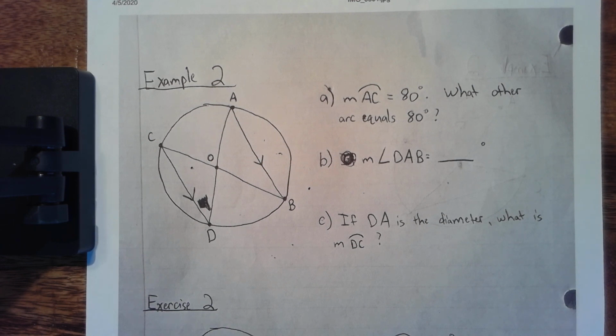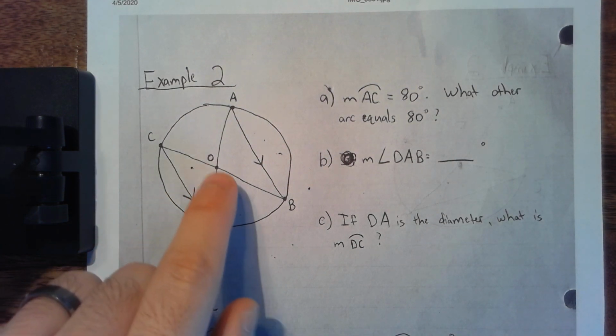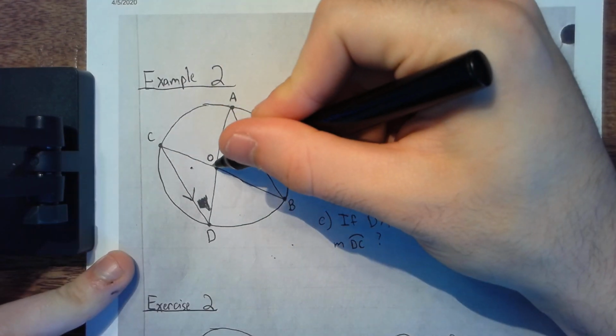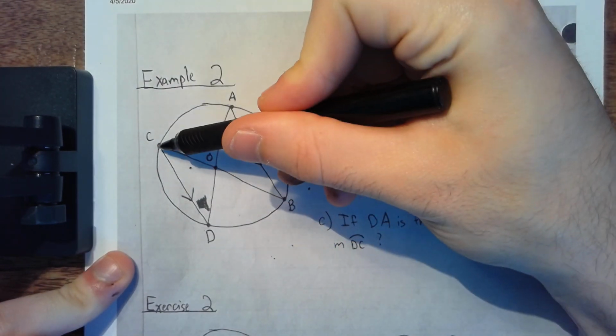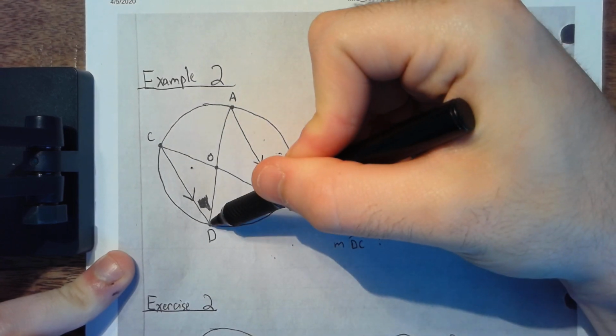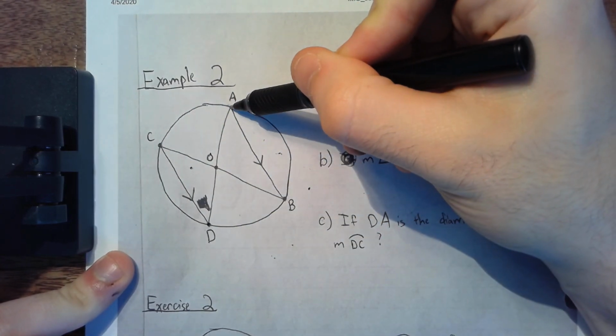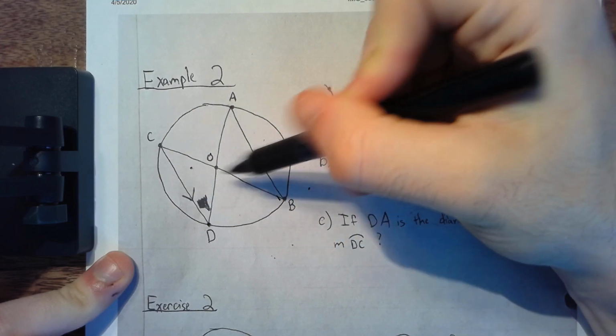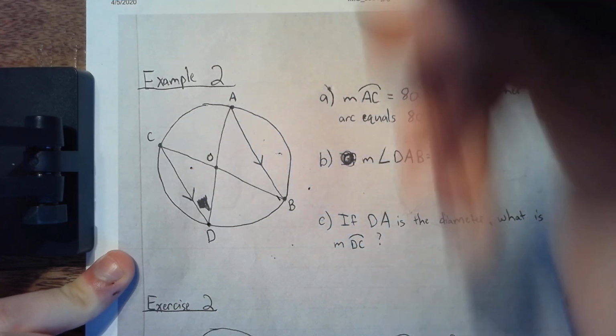Okay, looking at example 2 now. We're looking at this picture right here. Notice O is the center of the circle. Chord CD is parallel to chord AB. Notice the parallel markings. So CD is parallel to AB.